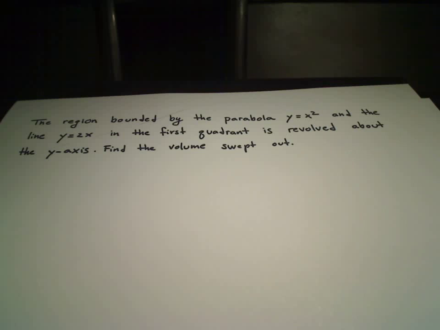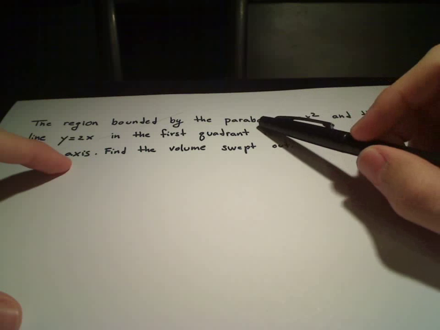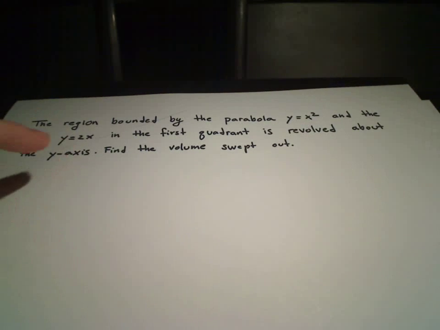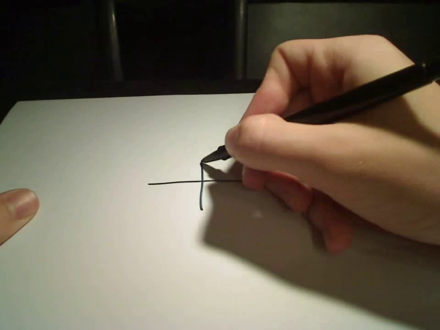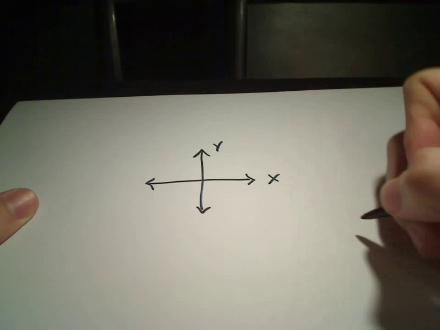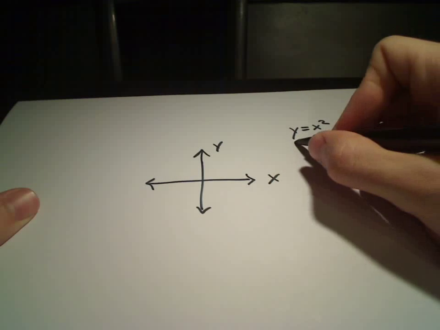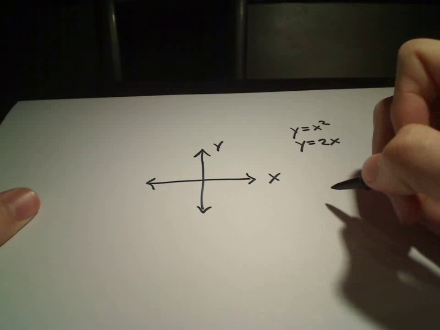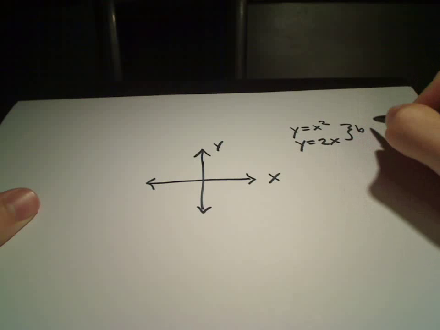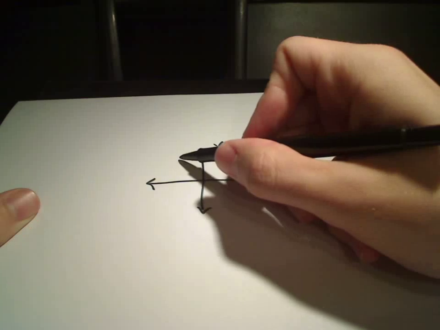So if you're having any trouble visualizing this, you're thinking about a region generated between y equals x squared and y equals 2x. If we want to look at that, we can do it like this. Here is a plane, and here we have y, and here we have x. Now we know we're looking at y equals x squared and y equals 2x, and we're trying to find the region bounded between these two.